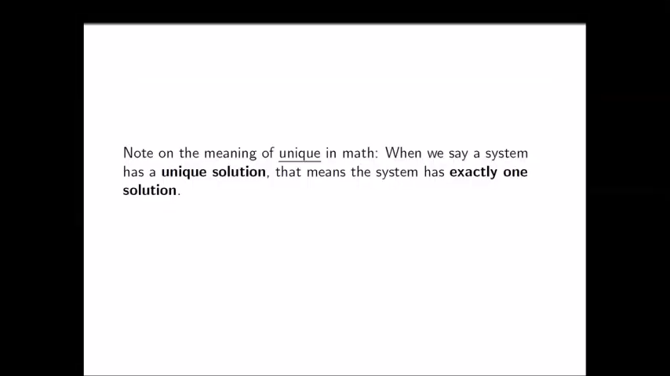Before we begin, I just want to point out that in mathematics, when we say something is unique, we mean that it is exactly one of that kind. In other words, if there is a linear system which has a unique solution, that would mean that the system has exactly one solution.